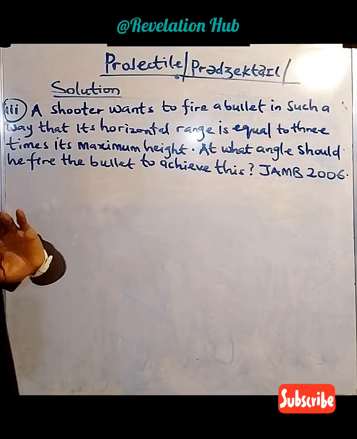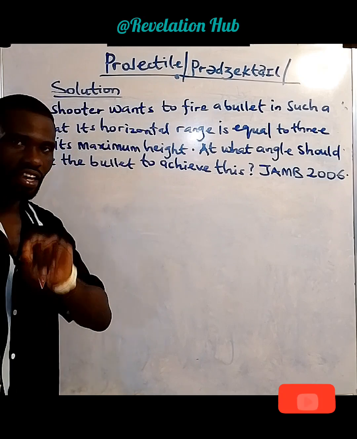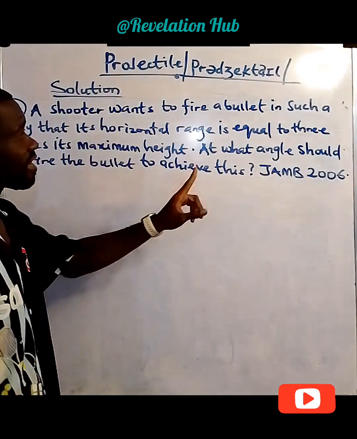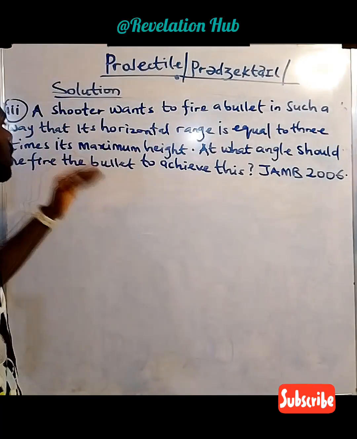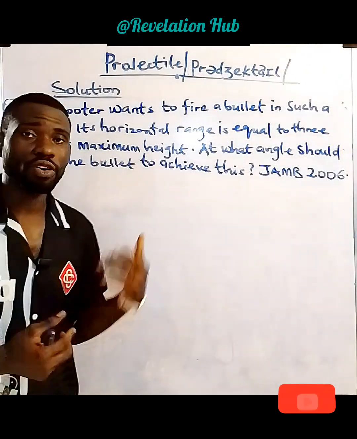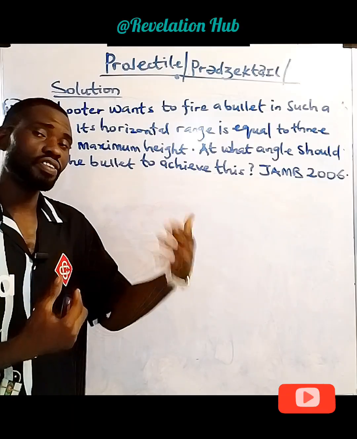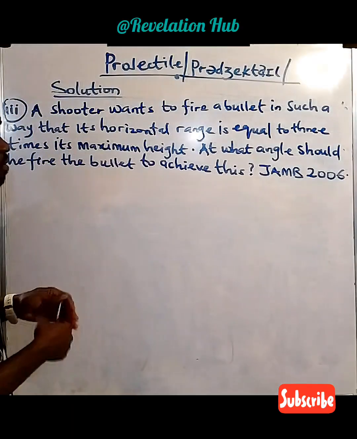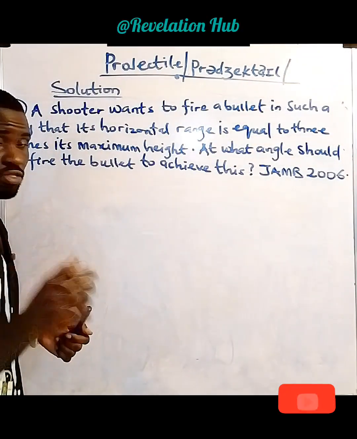A shooter wants something. What does he want? This is what he wants. He wants to shoot a bullet in such a way that its horizontal range is equal to 3 times its maximum height. So this question is very simple. There's no way you'll be able to understand what we're about to solve if you've not gone through the previous lessons. Because you're going to be needing the formula for max height and horizontal range. So quickly, let's write that down.